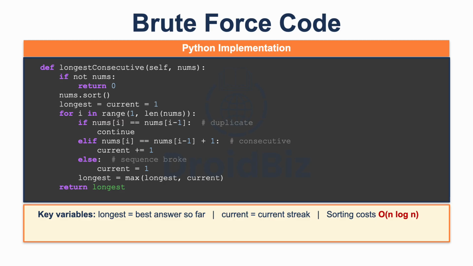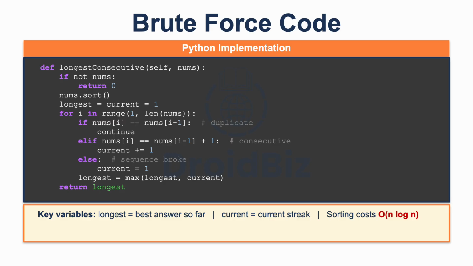We call continue to skip it. If the current number equals the previous number plus 1, that is a consecutive step. We add 1 to current. Otherwise, the streak is broken. We reset current back to 1. After checking, we always update longest to be the maximum of longest and current. Finally, we return longest, the length of the longest consecutive sequence found.